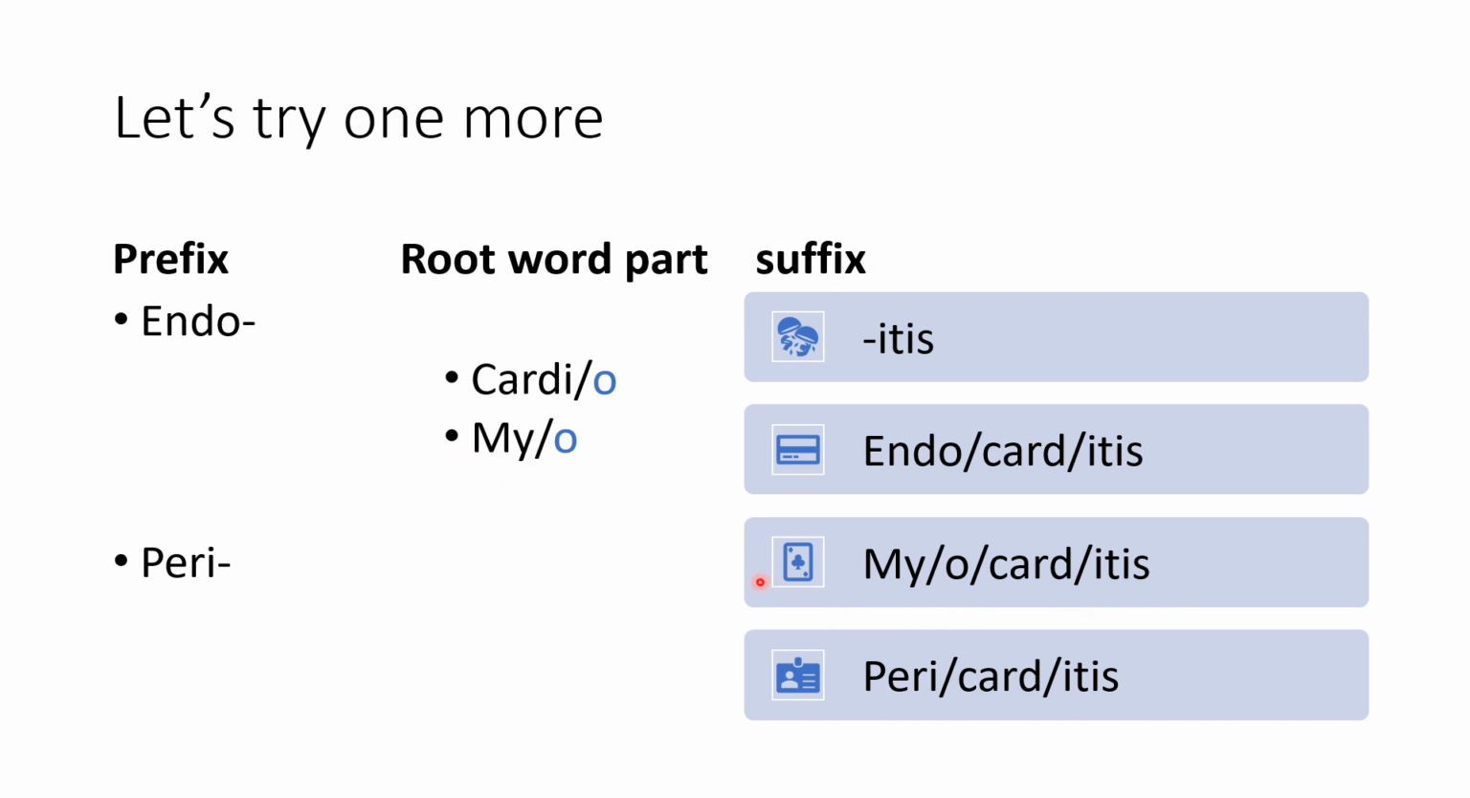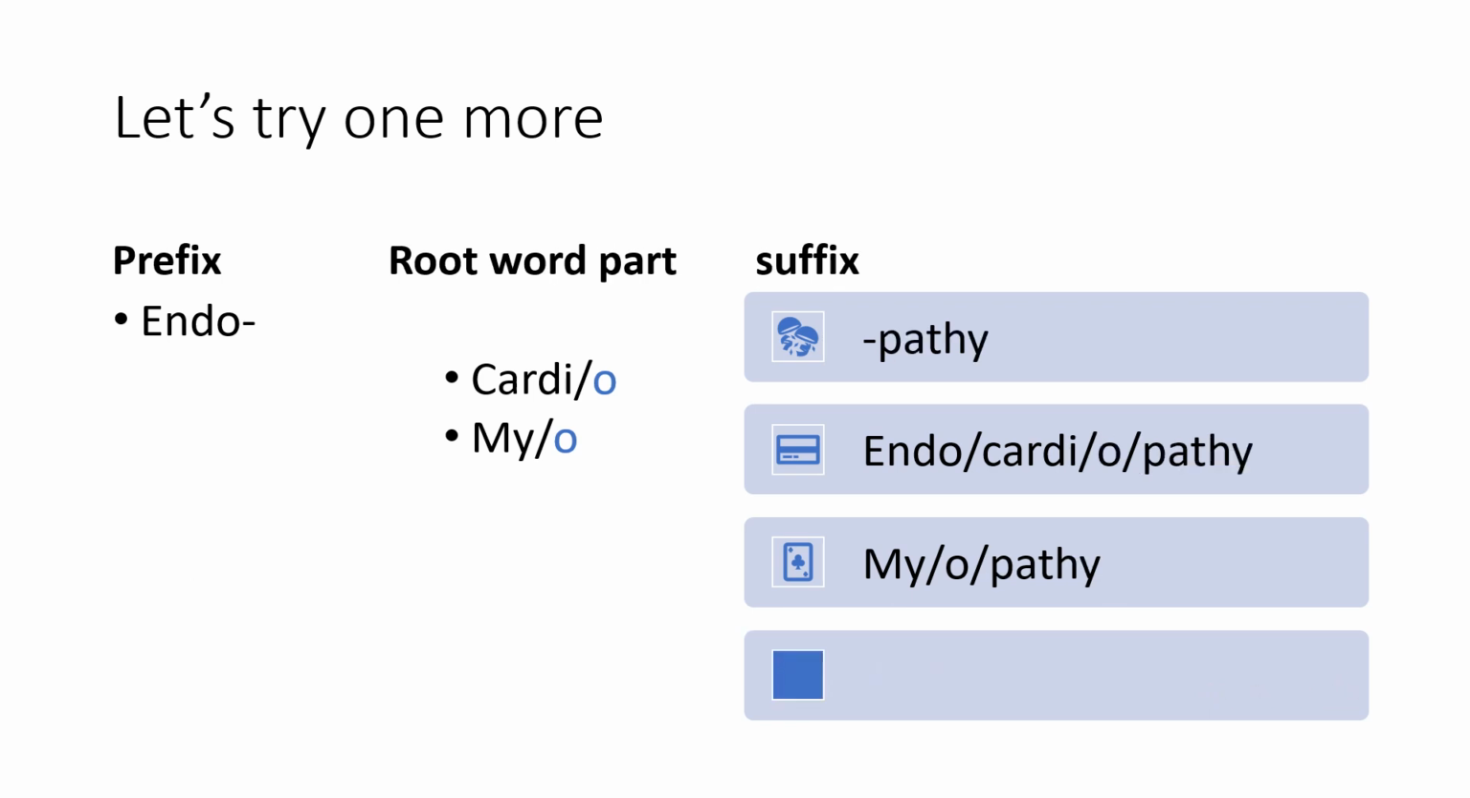Myocarditis, we keep the combining vowel O because look what we're connecting it to, a consonant, myocarditis. And then peri is a prefix. There is no combining vowel after it, so it's pericarditis. It comes with practice, be patient.